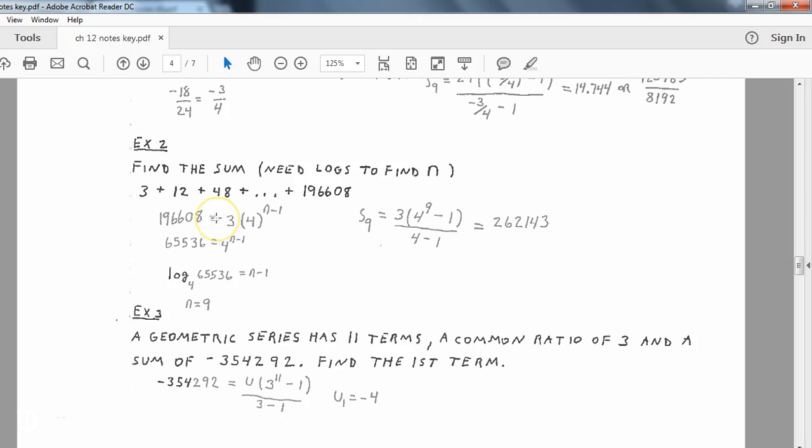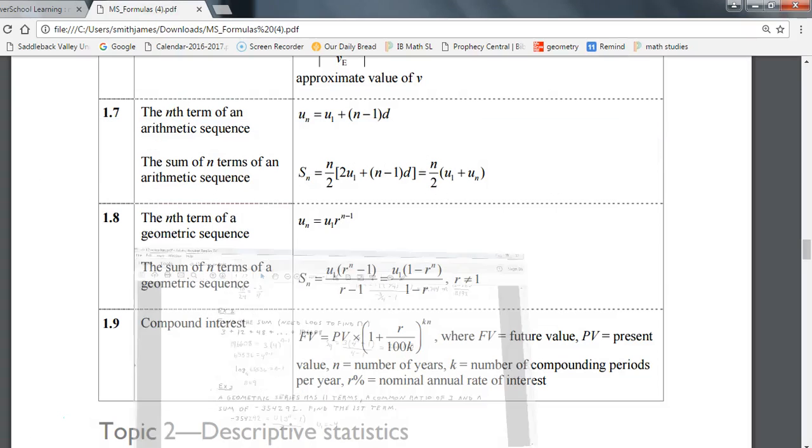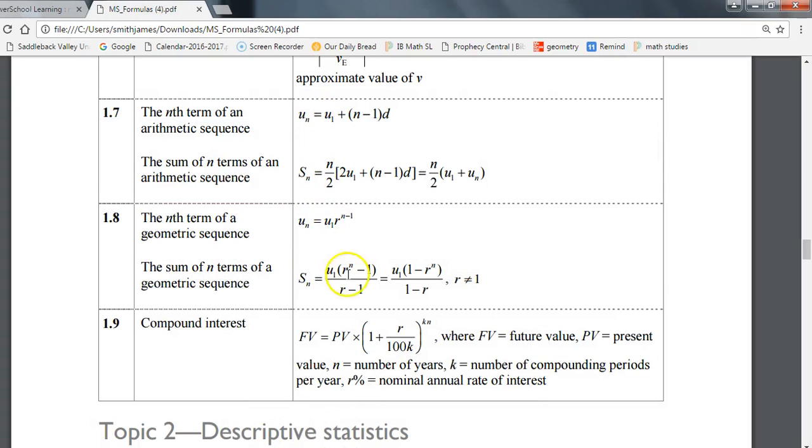I first have to use the U of n formula to find the number of terms. Then I can use the S of n formula, once I know the number of terms, to go ahead and find the sum. So here we go with the first part. I first have to start by figuring out how many terms are involved. So looking at the U of n formula from yesterday's lesson, here was the U of n formula that we're using for this one.